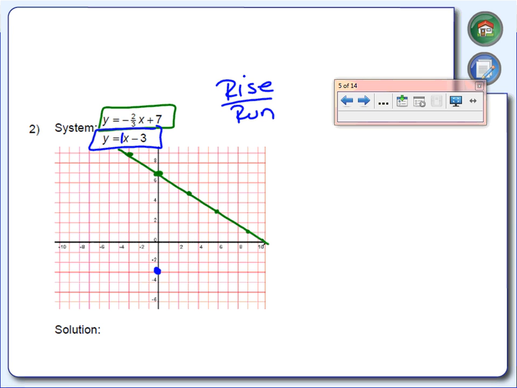I need that 1 to be a fraction. How do you make 1 a fraction? 1 over 1, just like we did earlier. So that's what we're going to do here. We're going to rise 1, run 1. Up 1, over 1. Up 1, over 1. More dots, the better.